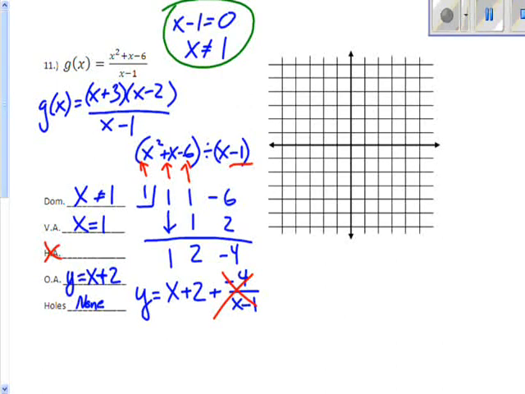Now I'm going to go over and graph these things. So x equals 1. That's my vertical asymptote that goes right here.